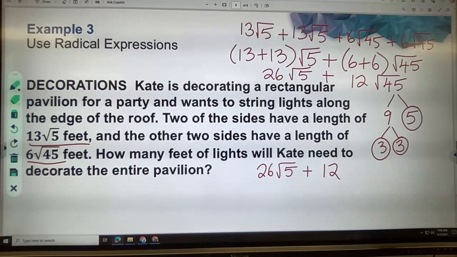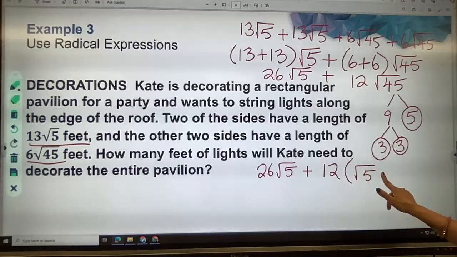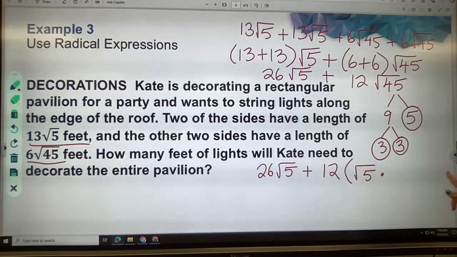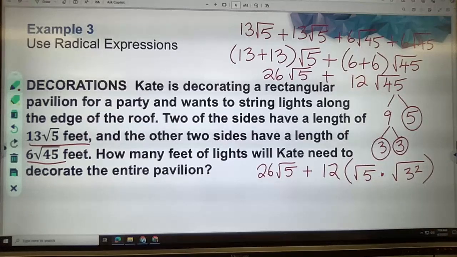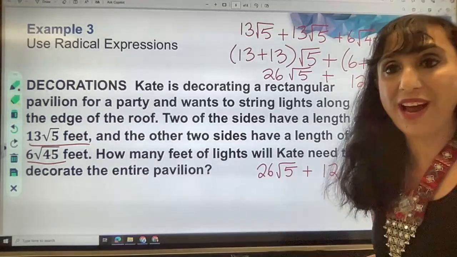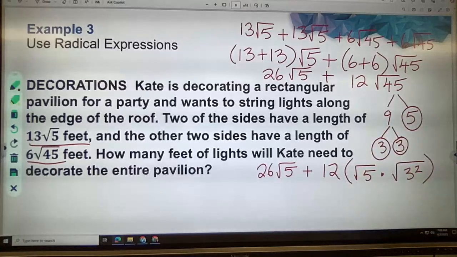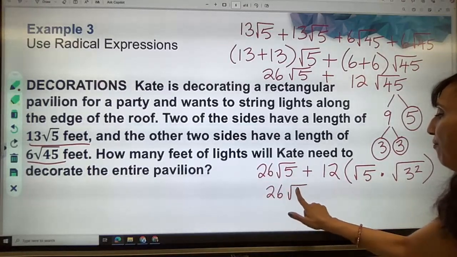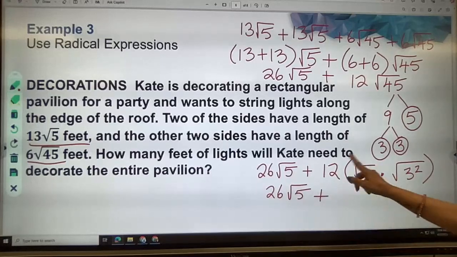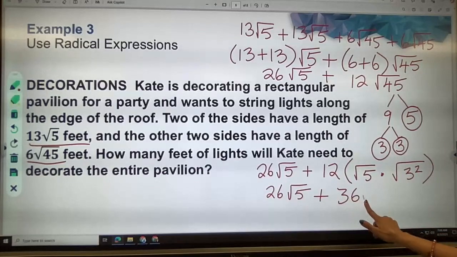again now I'm using my properties and I have root 5 times root 3 squared. And what is 3 squared? It is 9. So the square root of 9 is 3. So I'm going to multiply the 12 with the 3. And so I end up with 26 root 5 plus 12 times this 3 over here, which is going to give me 36 root 5.